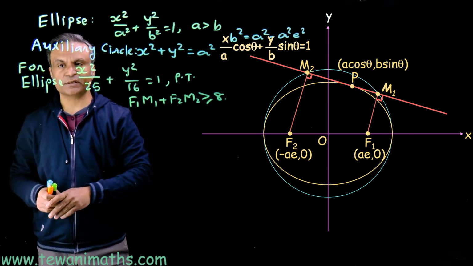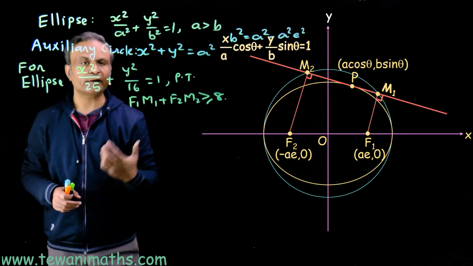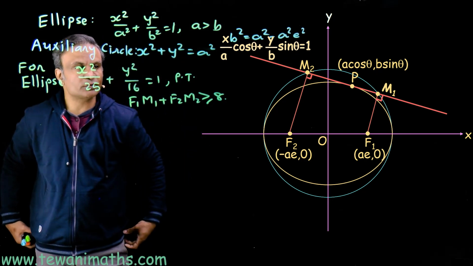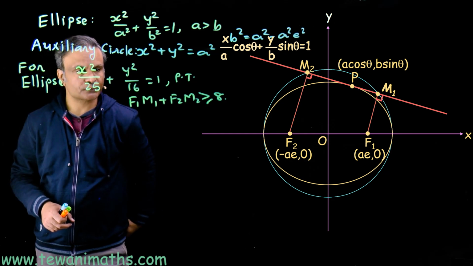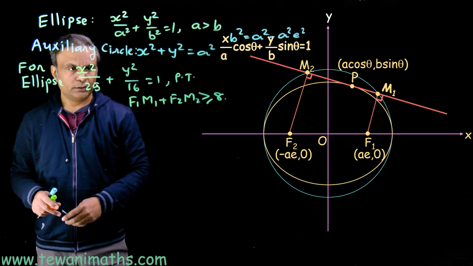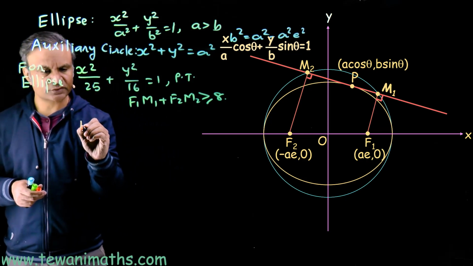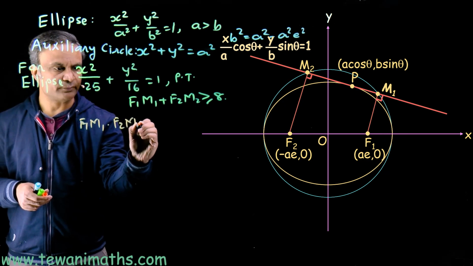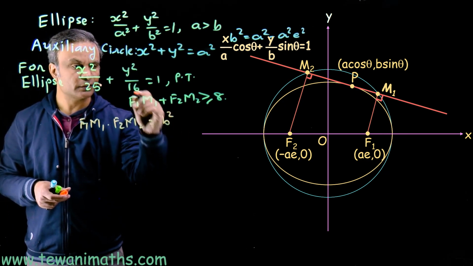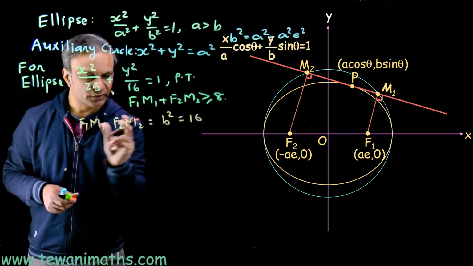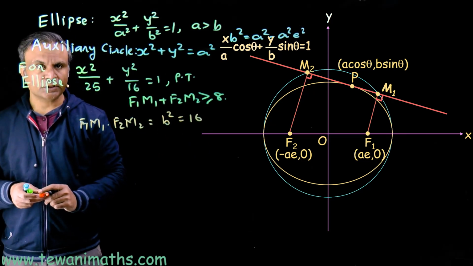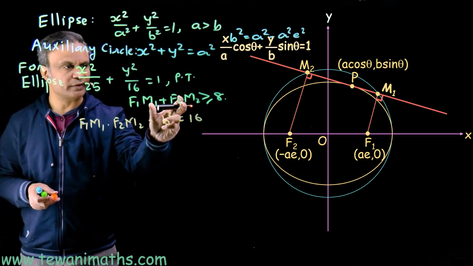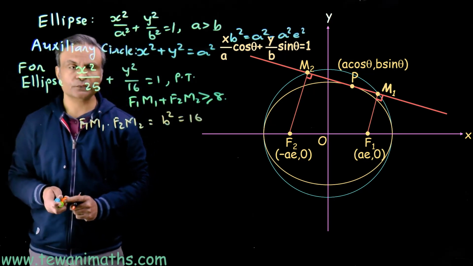Like here we have this question for ellipse x square over 25 plus y square over 16 is equal to 1. Prove that f1 m1 plus f2 m2 is greater than or equal to 8. Okay, now we have this value f1 m1 multiplied by f2 m2. This is equal to b square. Here b square is 16. Okay, so this product is 16. We have value of this product. Okay, then we have to prove that sum of these two values is greater than or equal to 8.